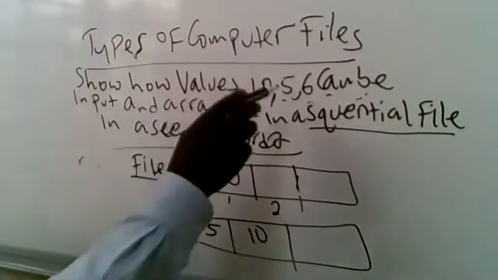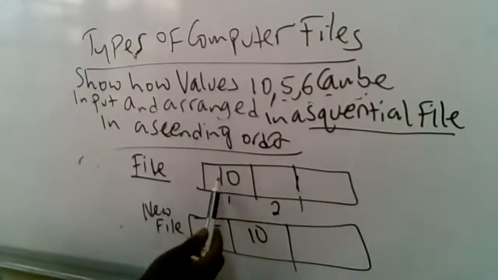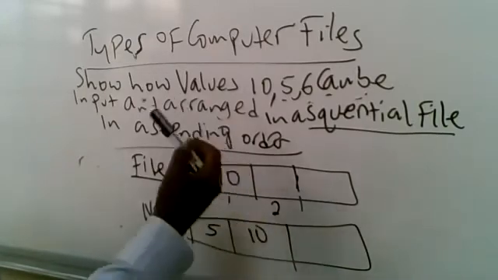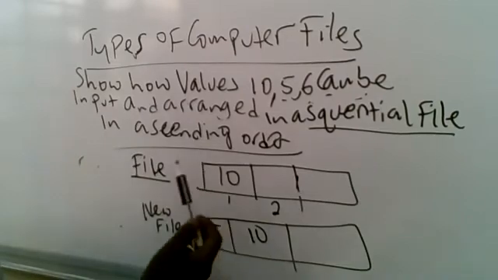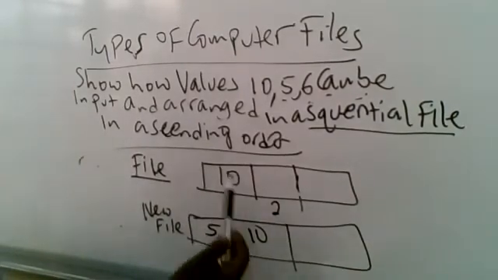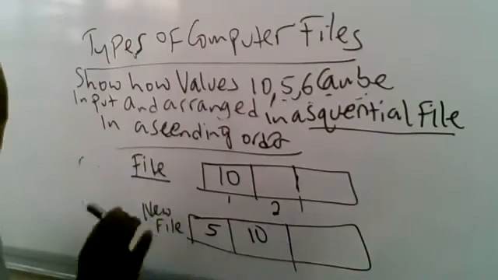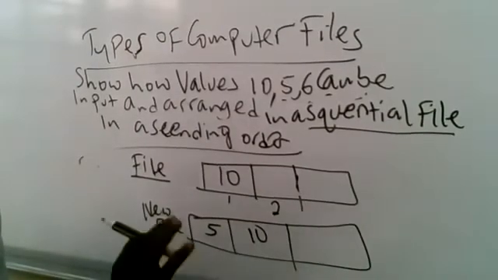So whenever there's a new value coming, it will compare it with all the old values which are existing in the file. Then it will copy all the old values plus the new value, but with the new value in its correct position. That is what it will do.